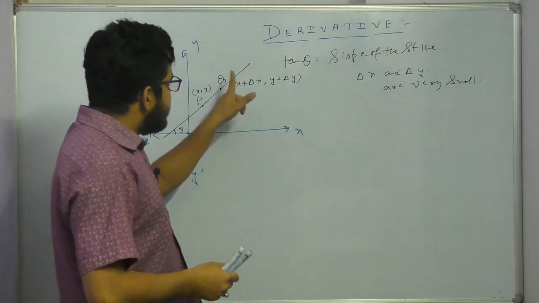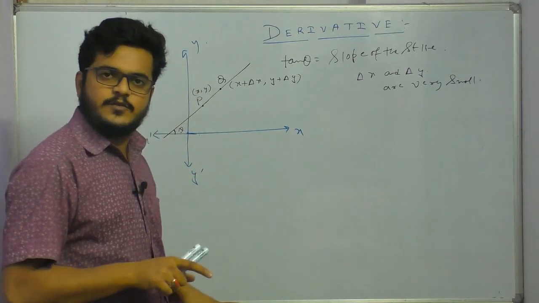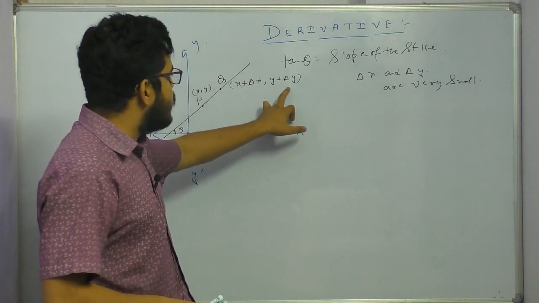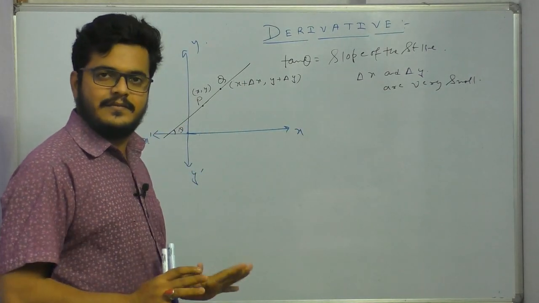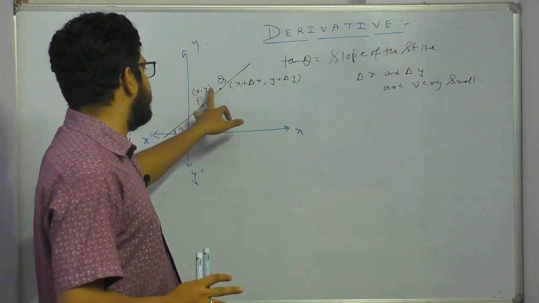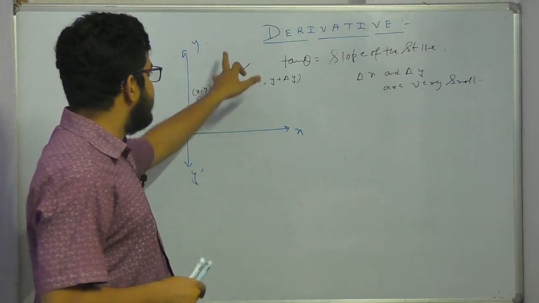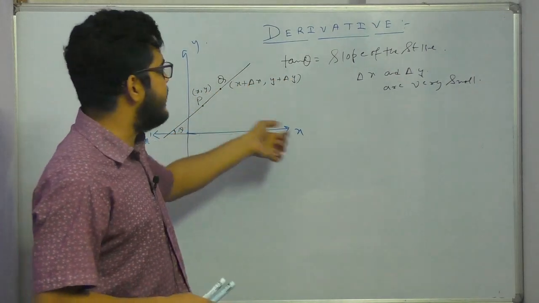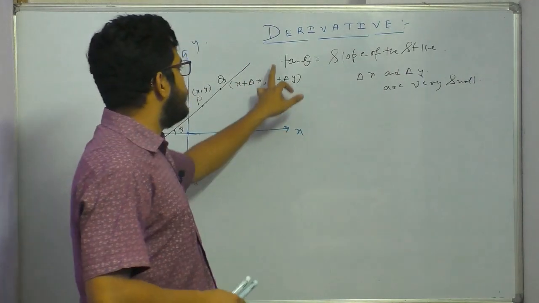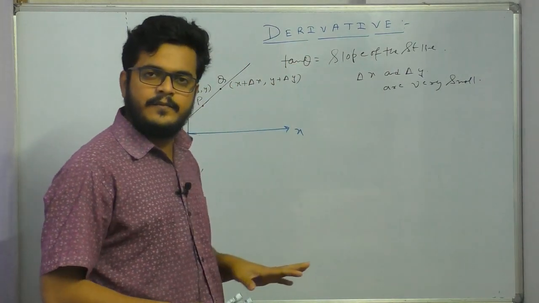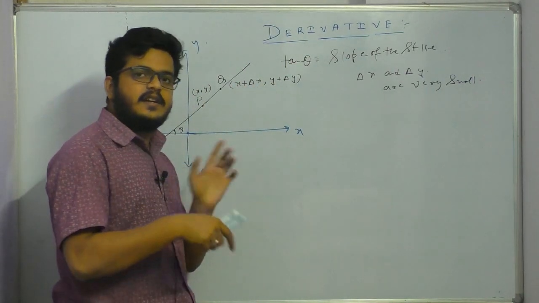Since the point Q is very near to P, the x coordinate and y coordinate don't change much. If the x coordinate of P is x and the y coordinate of P is y, then the x coordinate of Q is x plus del x, but del x is very small, and the y coordinate of Q is y plus del y, which is also very small. Then what is del x and del y?